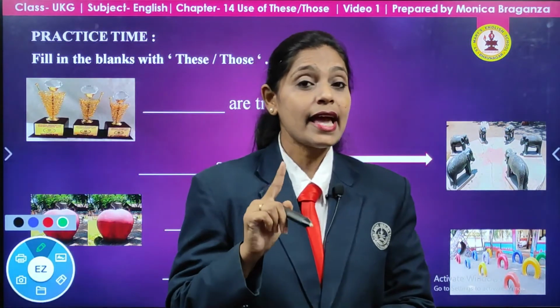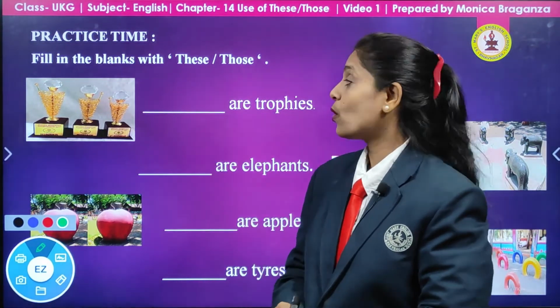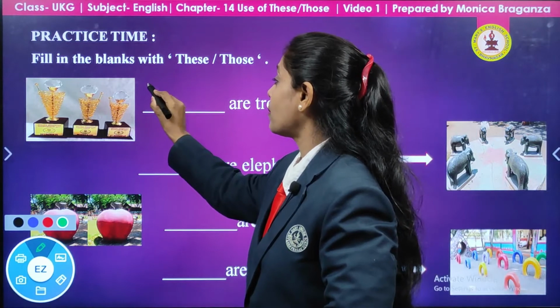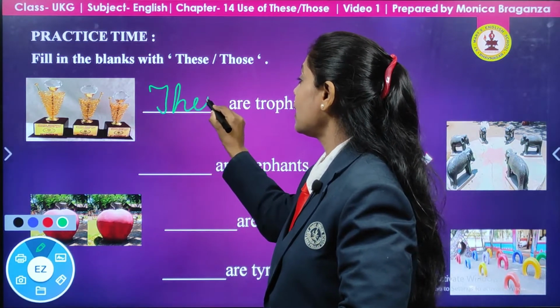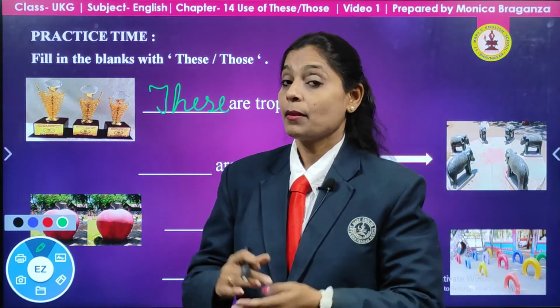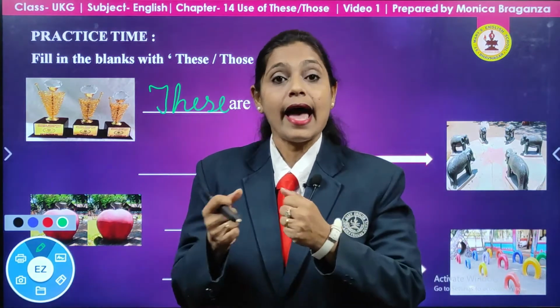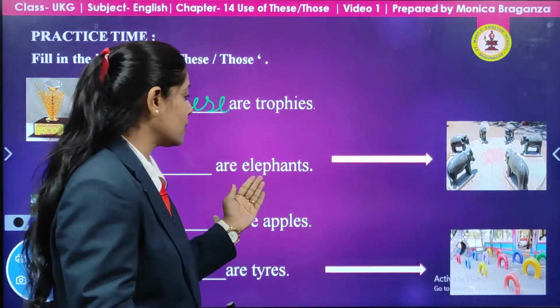Correct. T-H-E-S-E, these. Can you see here? So what are we going to write, children? You can write with me. T-H-E-S-E, these. Why have we written these? Because the trophies are many and they are near to us, right?